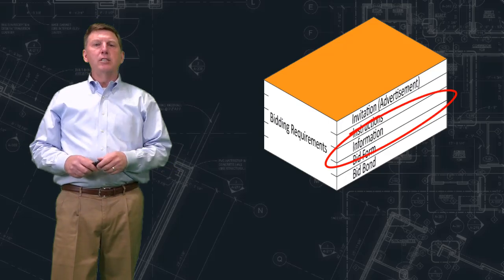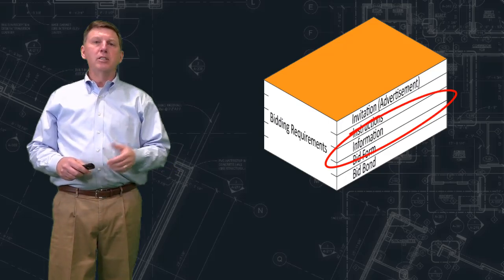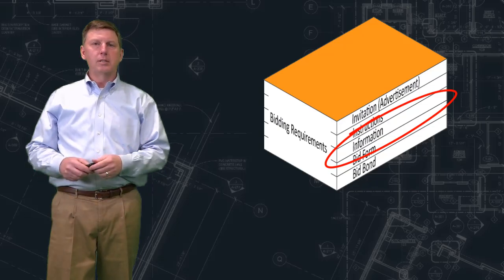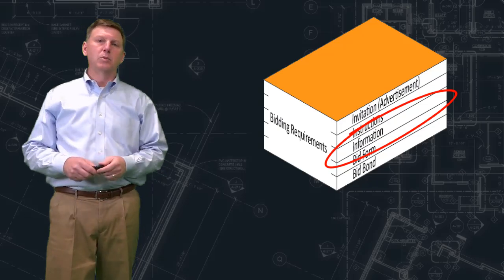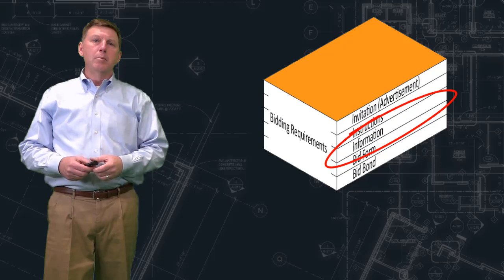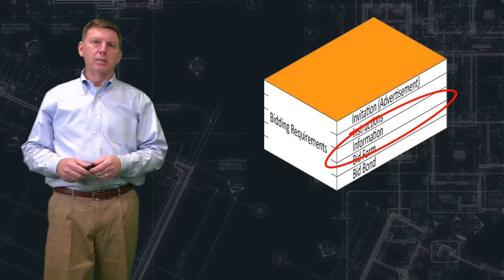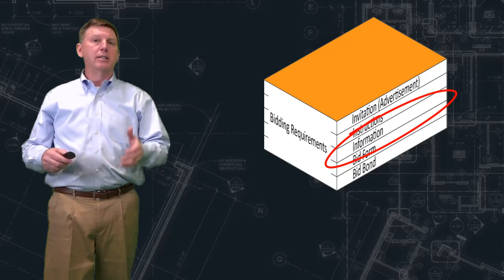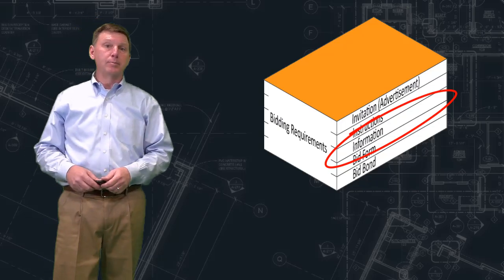Next is the information for bidders. There might be additional information that you're trying to convey to bidders of certain importance that may not be included elsewhere in the documentation. But also information on who to contact if you have a question, or the procedure that you should follow if you do have a question.